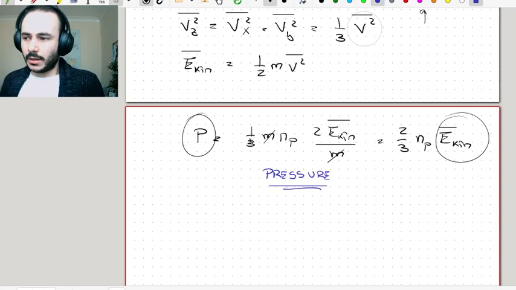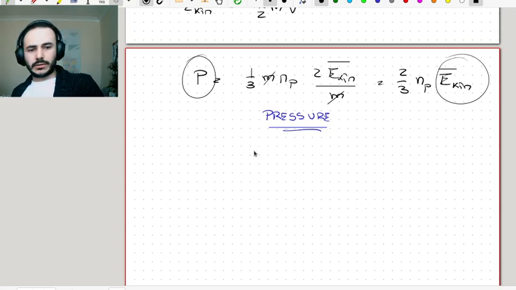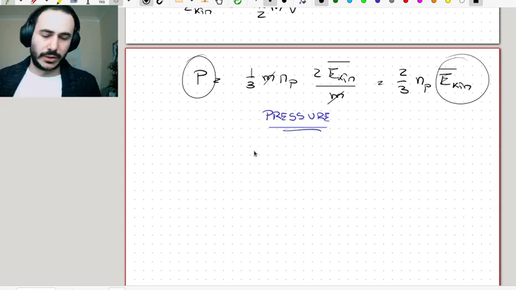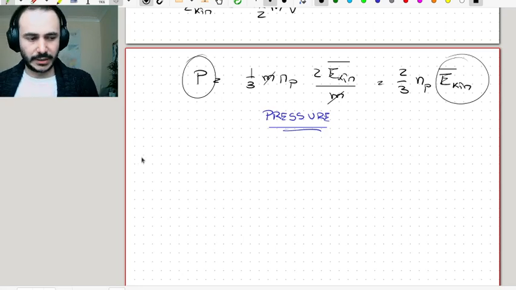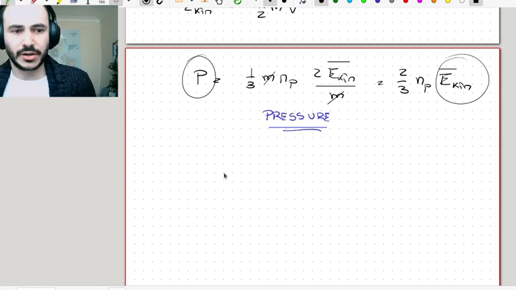Now, what can we say about temperature? And here we have to lean on thermodynamics. So it's actually not a self-contained thing. We have to know what the equation of state of an ideal gas is, and we have to know what temperature is from thermodynamics. We just want to connect somehow temperature with the average kinetic energy in our system.